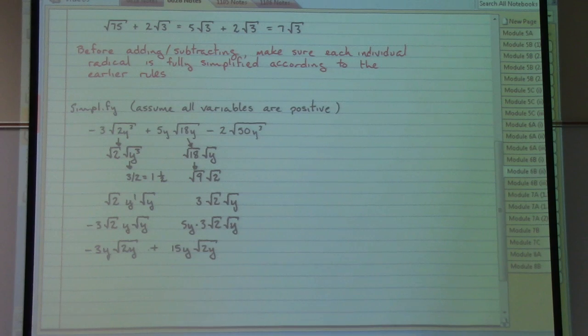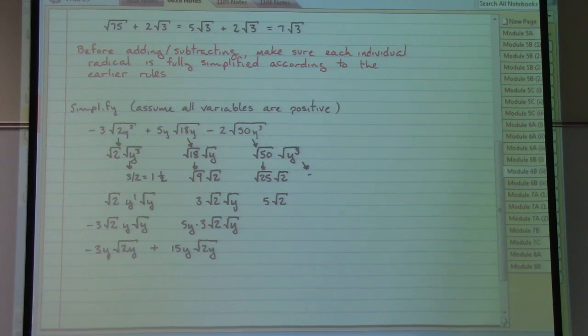Our first term and our second term, we've now found, are in fact like terms. What about that third term? Let's see how that one might play out. So in that third term, we begin by breaking our square root apart so that we have our square root of 50 separated out from our square root of y cubed. Our square root of 50 can be broken apart as a square root of 25 times a square root of 2, meaning we've got a 5 times a square root of 2.